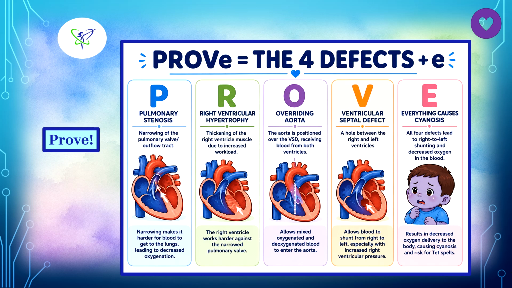The E is really not a defect, but in this case, everything causes cyanosis. All 4 defects lead to right to left shunting and decreased oxygenation in the blood. This results in decreased oxygen delivery to the body, causing cyanosis and risk for TET spells.